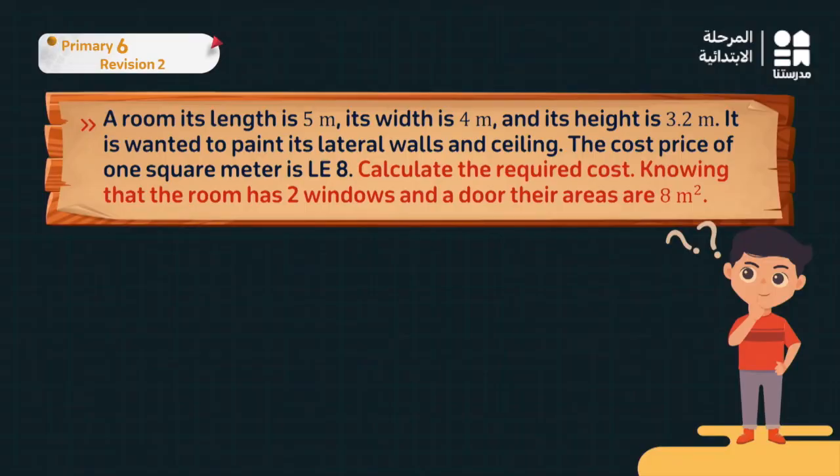The first exercise we have here: I have a room. Its length is 5 meters, its width is 4 meters, and its height is 3.2 meters. It is wanted to paint its lateral walls and ceiling. The cost price of 1 square meter is £8. Calculate the required cost, knowing that the room has 2 windows and a door. Their area equals 8 meters square.